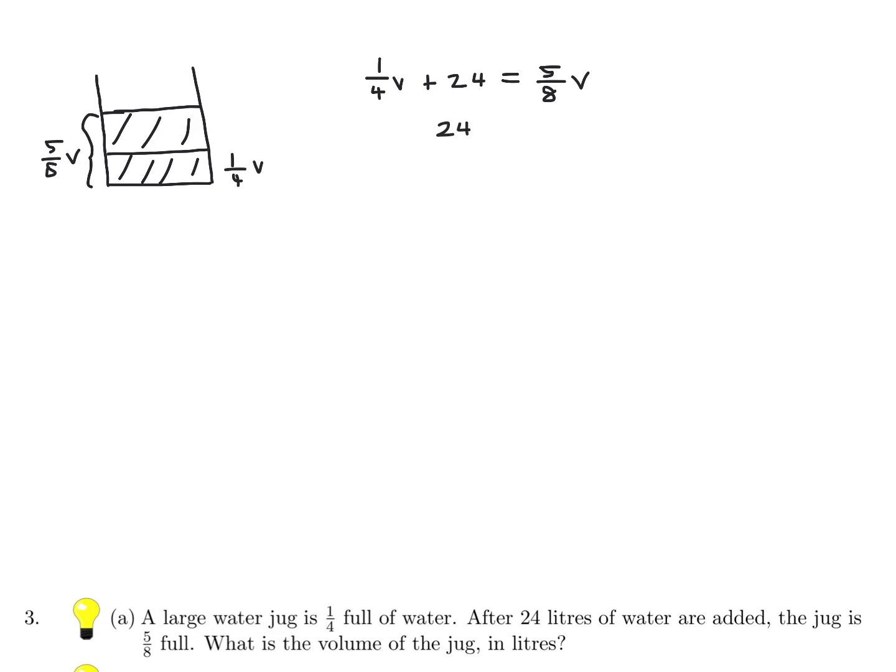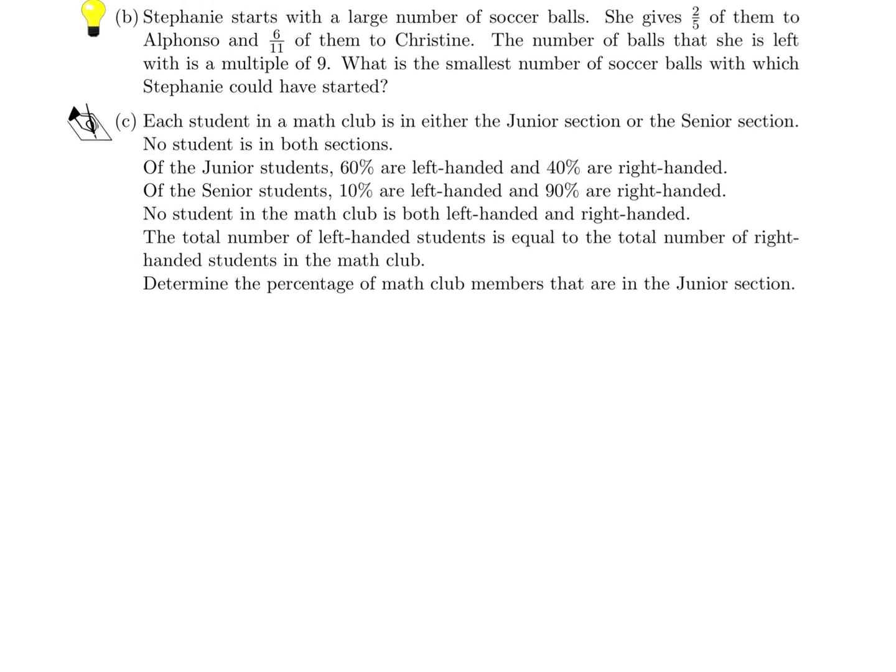So 24 is equal to 5/8 V minus 1/4 V. So 5V/8 minus 2V/8 is 24. So 3V/8 is 24. So let's see here, 24 times 8 divided by 3. So that's going to be 8 times 8. So 64 is V. And that's it. That's the volume of the jug. Okay, next question.